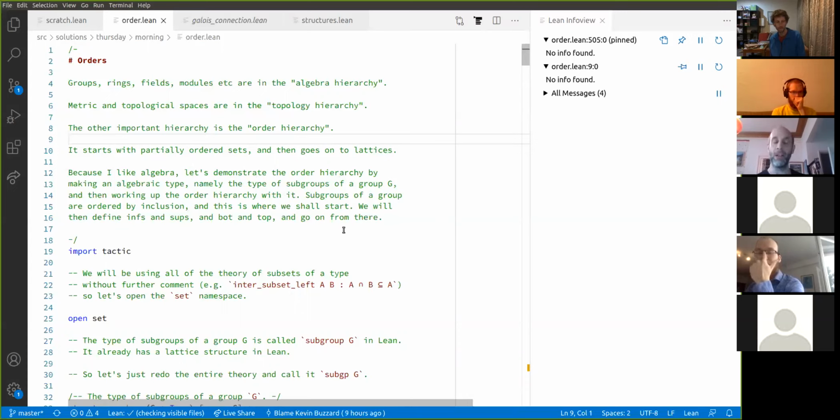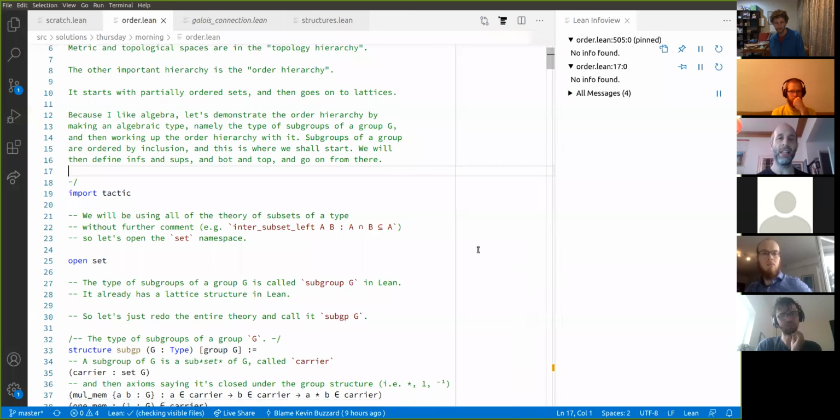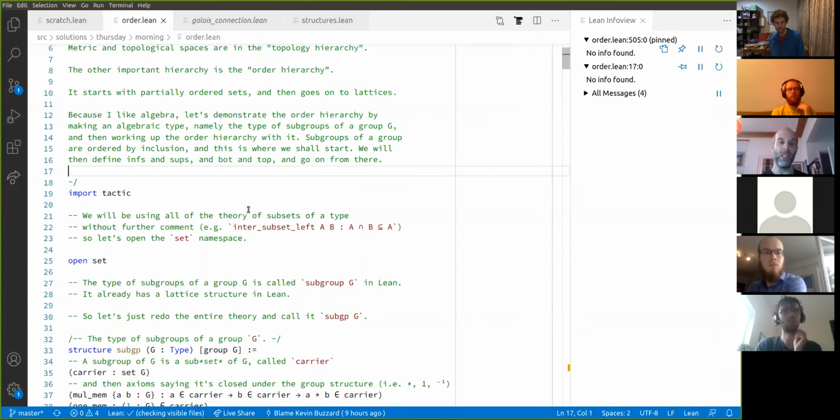I was told to say something about the order hierarchy. So in some sense, my talk and then Alex's talk and now my next talk explain these three hierarchies. Basically I have to come up with some kind of type that I want to demonstrate is a cool element of the order hierarchy. And so I'm going to go with subgroups of a group, because, independent of the order hierarchy, another important thing is understanding how Lean does things like subgroups.